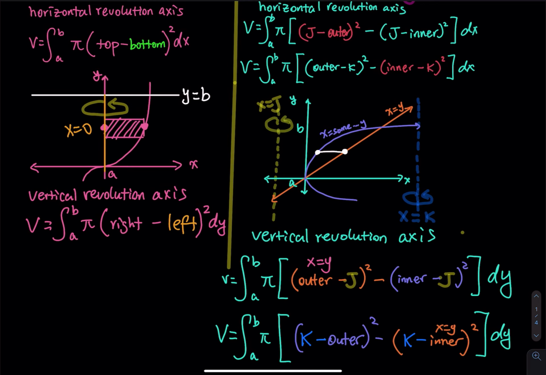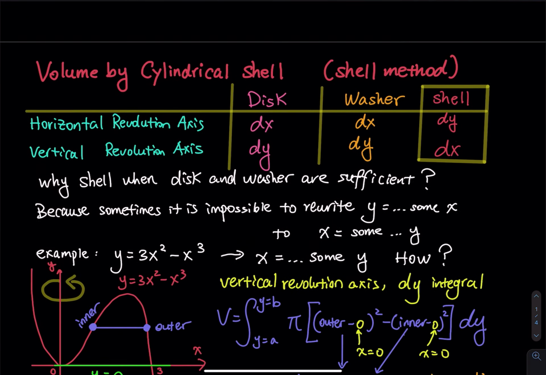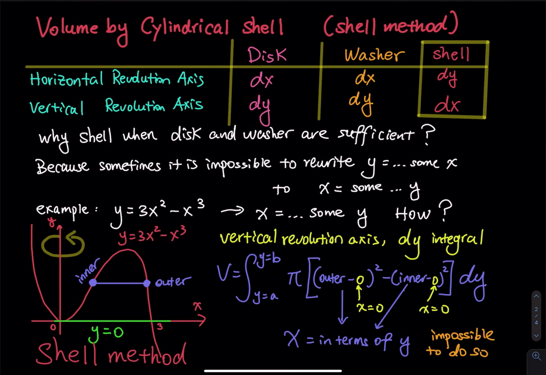Let's go back to shell. So for shell, now the question is, looks like in the first row, horizontal revolution axis, both disk and washers use dx. For vertical, they are both dy, but the shell is the opposite. When the disk and washers use dx, the shell uses dy. When the disk and washer use dy, the shell uses dx. Why is that happening? Because the shell method takes care of a huge what if for the disk and the washer. Something that the disk and washer cannot do, the shell will take care of it.